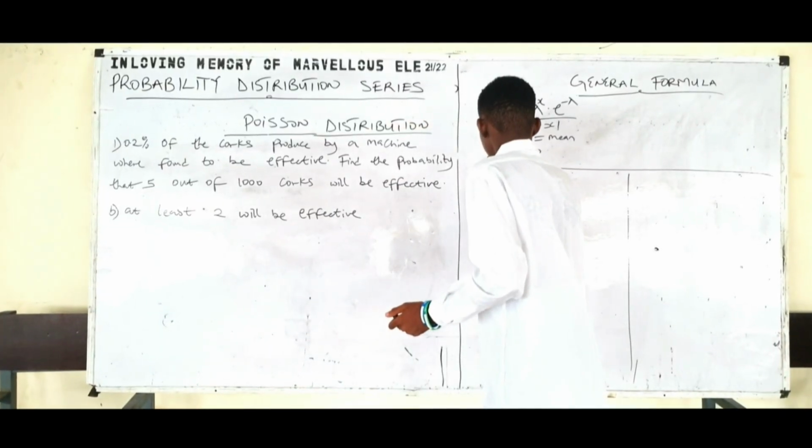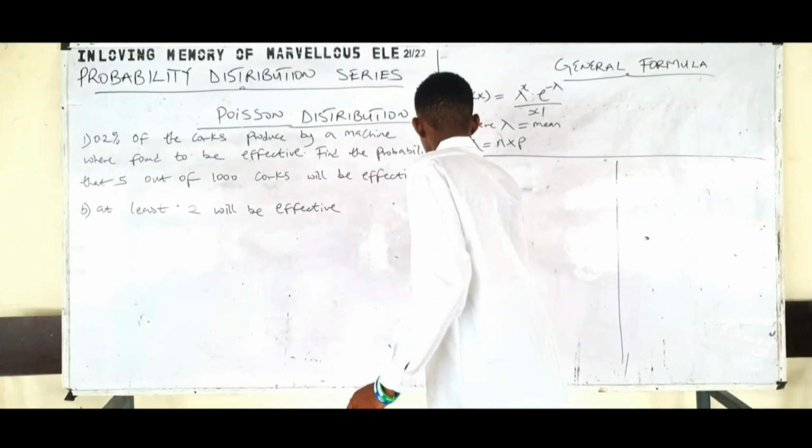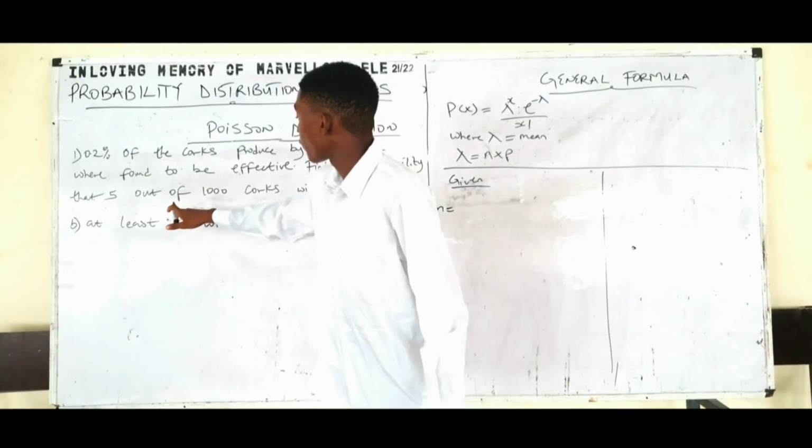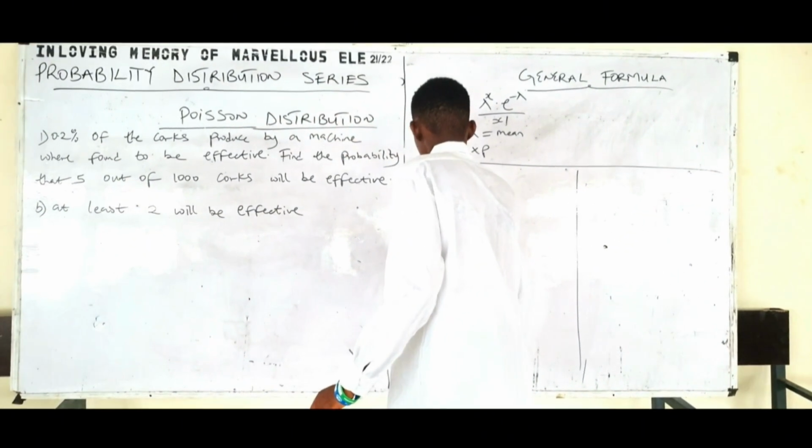So what do we have? We have our A. What is our A? 5 out of 1,000, number of trials. Our A is 1,000 coats.